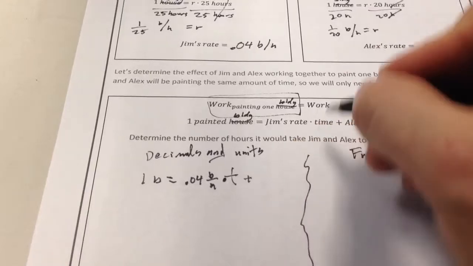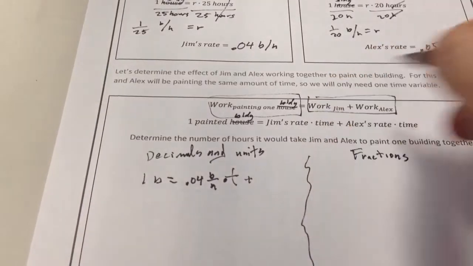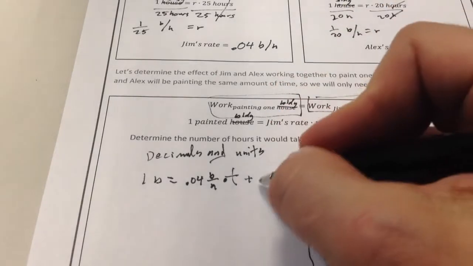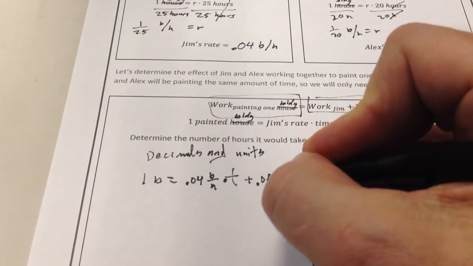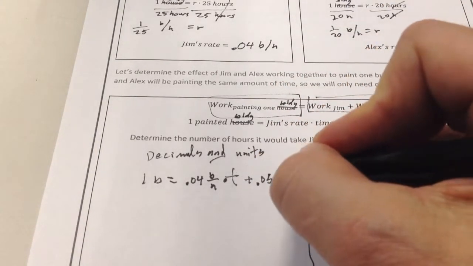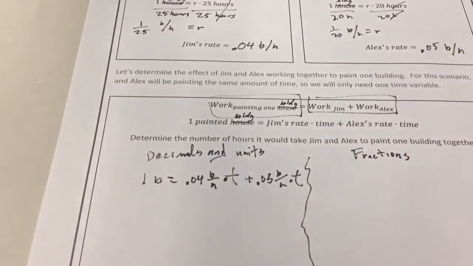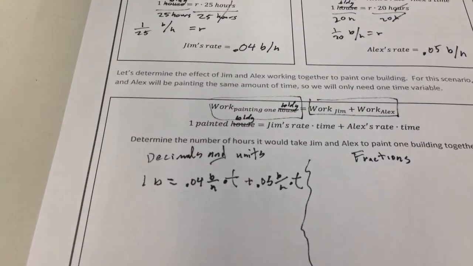And so we're using this equation up here. And Alex's rate is 0.05 buildings per hour, and that's also times a T. It's kind of a cursive T. All right, now, looks like I've got two T's in the equation. Any suggestions for how I get just one T? I could divide it out, or I could factor it out. Either way, I'm going to factor it out front.